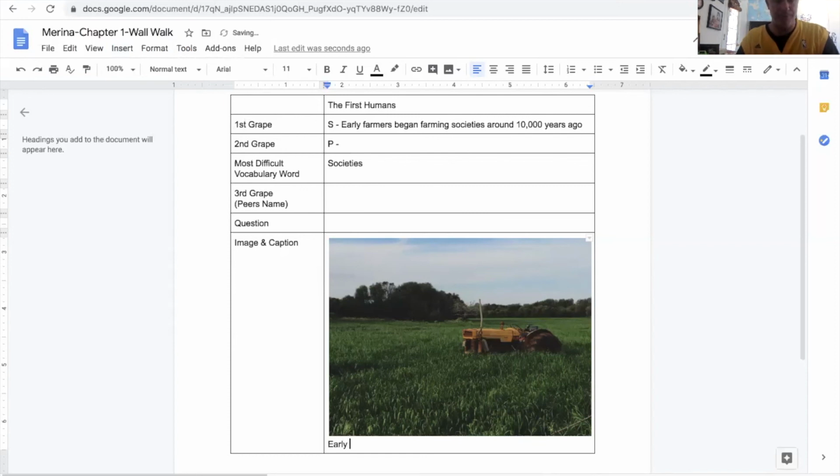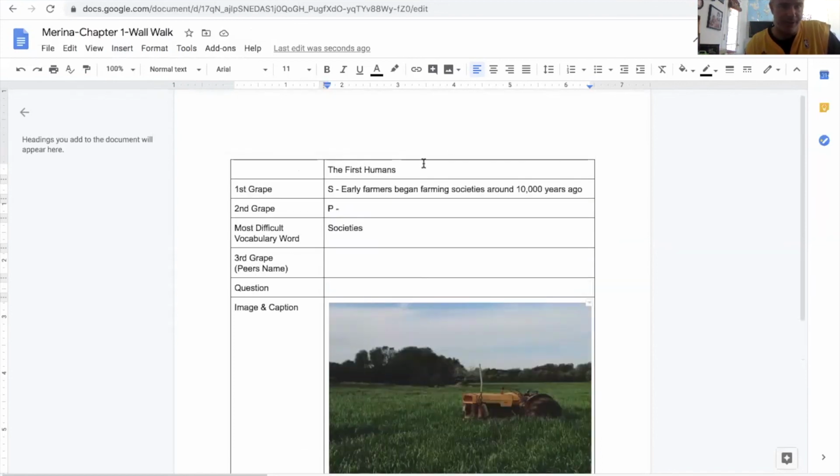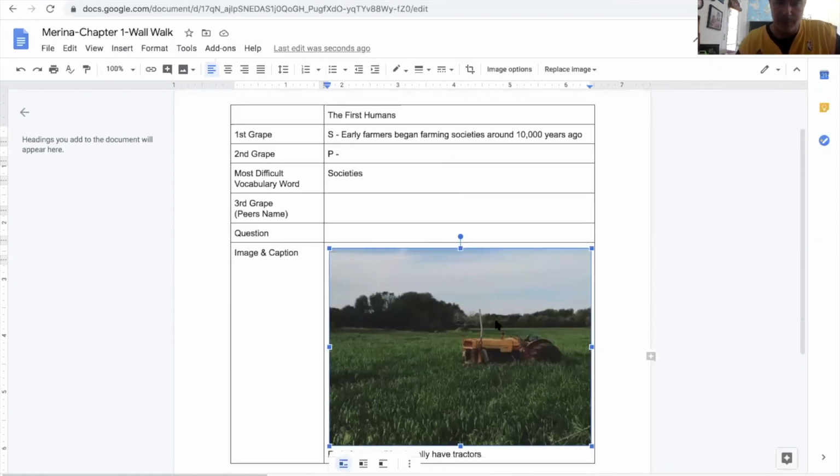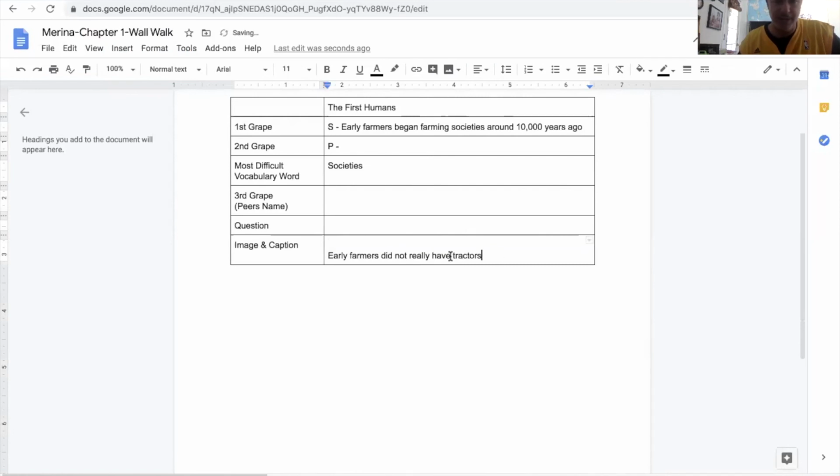Early farmers did not really have real tractors. Okay. And basically, this is going to be the routine that we do over and over again for every section. So our next section will be on Egypt and Mesopotamia, and India, China, so on and so forth. But we'll go over this together. It's a slow process that we will get to understand well as the semester goes on.